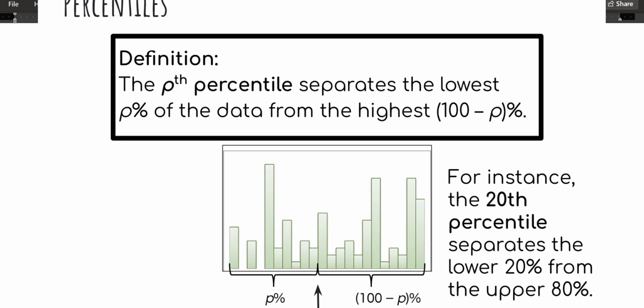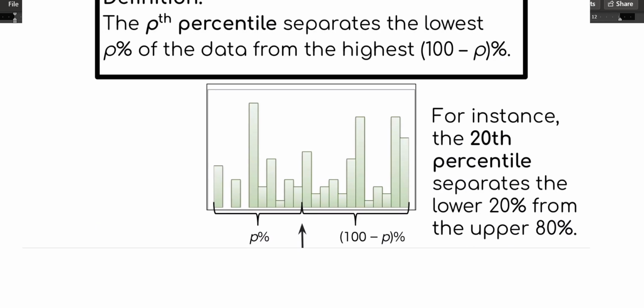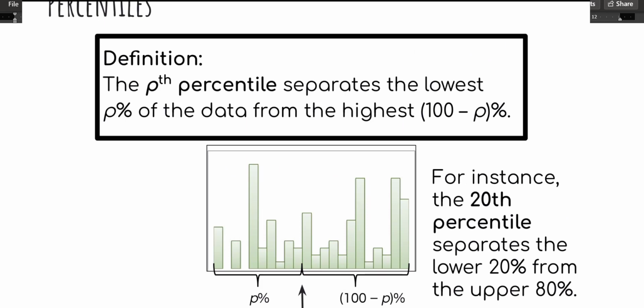That sounds funny, right? With, let's say, 20. So the 20th percentile separates the lowest 20% of the data from the highest 100 minus 20%. So 100 minus 20 would be 80. So just remember, all of the data together is 100%. So the 20th percentile is going to separate the lowest 20% from the highest 80%. If we were doing the 30th percentile, it would separate the lower 30% from the upper 70%.